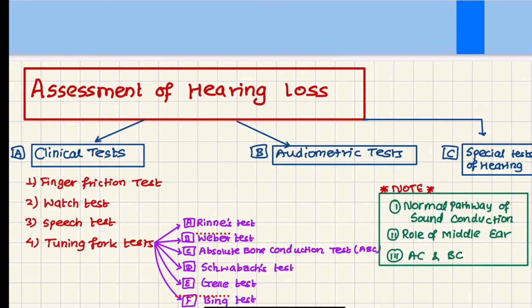Hello everyone. Let's start on the topic of assessment of hearing loss, which can be done through clinical tests, audiometric tests, and there are some special tests of hearing. Under the clinical tests are the finger fixation test, voice test, speech test, and tuning fork test.